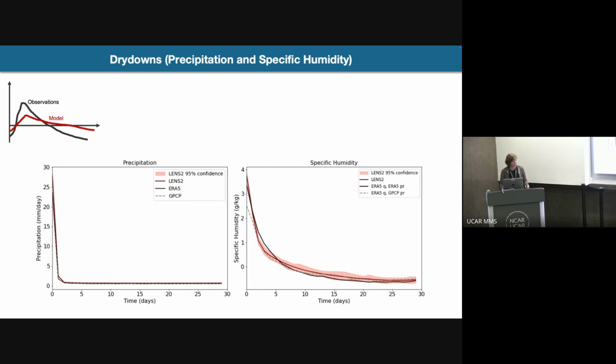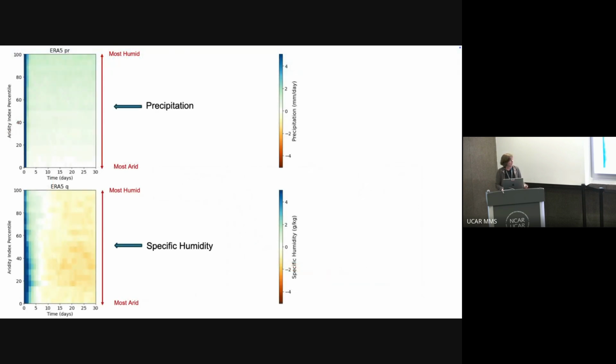This is again ERA5, but instead using GPCP precipitation to define the events. And so overall, it seems like humidity falls off after rain events in a similar way between the model and ERA5. So if we can trust ERA5, which is an open question, it looks like the model is pretty comparable. This is again just showing that as a function of space.